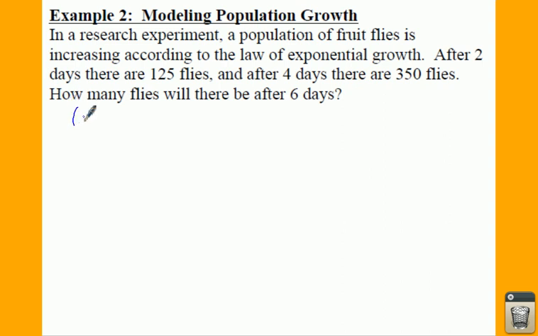So here's what you have. You actually have 2 ordered pairs. After 2 days, you have 125 flies, and after 4 days, there are 350. We want to figure out, after 6 days, how many are there? So what we're going to have to do is write a couple equations.